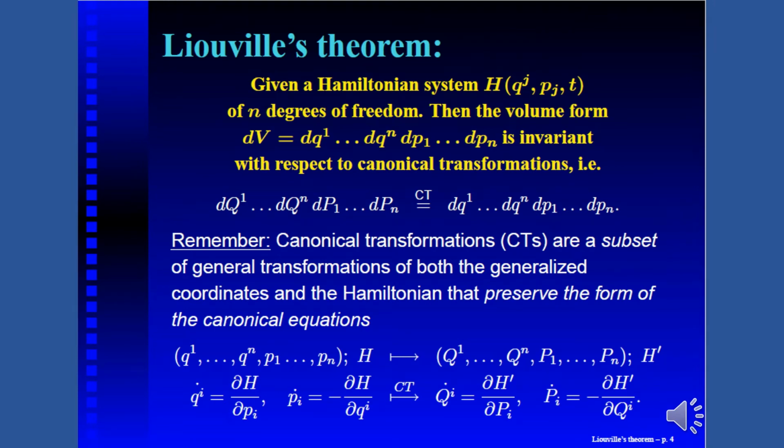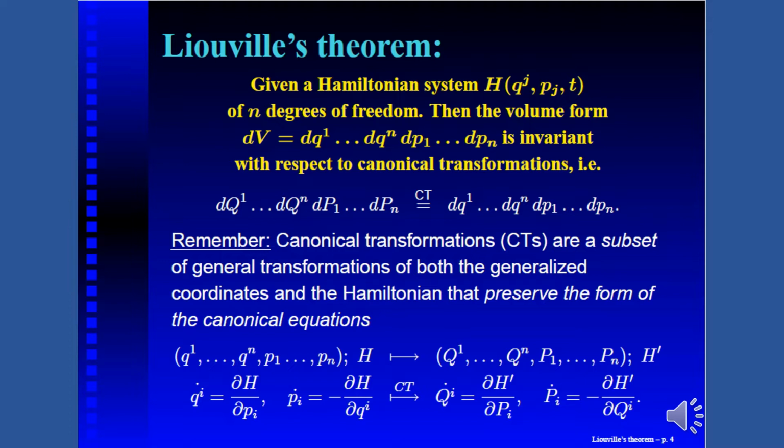Now to start with Liouville's theorem, given a Hamiltonian system H(q_j, p_j, t), q_j is the generalized coordinate, and p_j is the conjugate momentum, where j is the number of the particle, with n degrees of freedom. If we have a Hamiltonian system with n degrees of freedom, then the volume form for that Hamiltonian system, dV = dq1 ... dqn dp1 ... dpn, is invariant with respect to canonical transformations. So we say that the volume is invariant, there is no change.